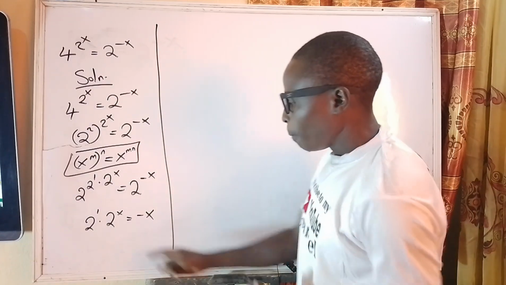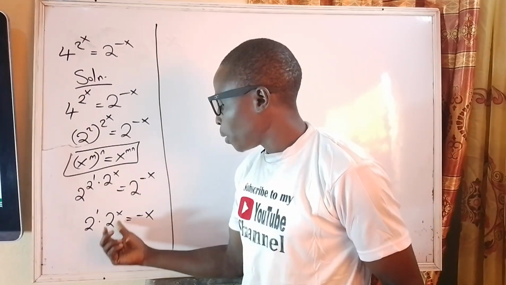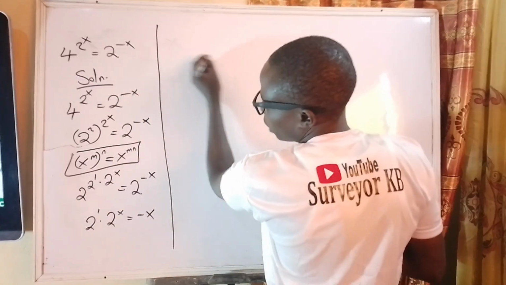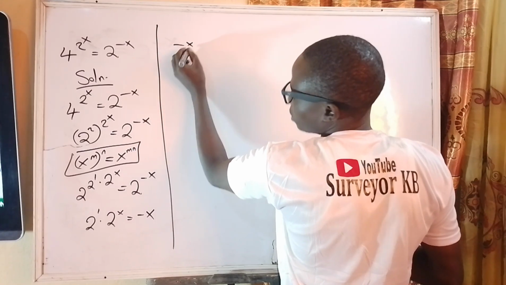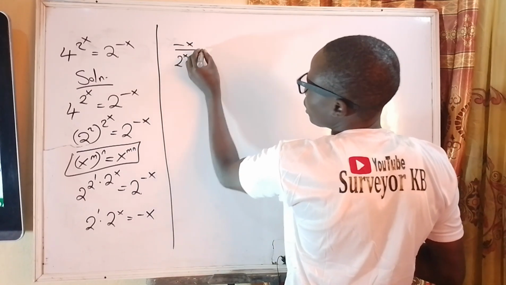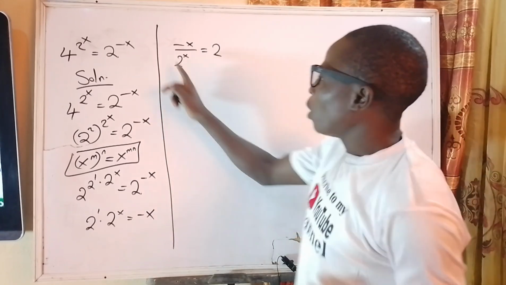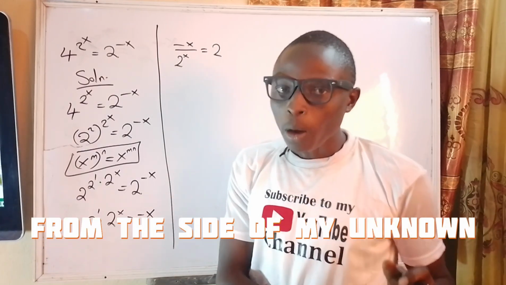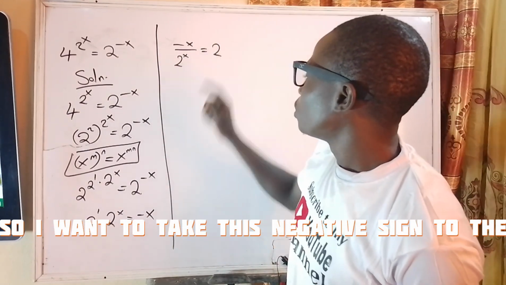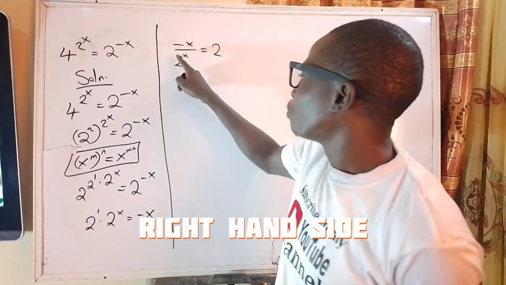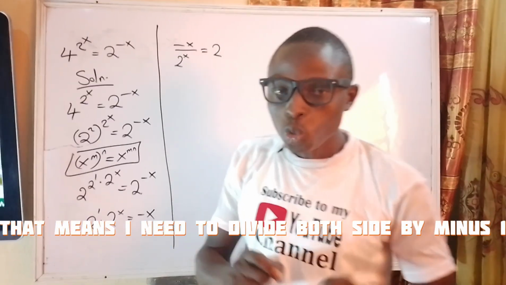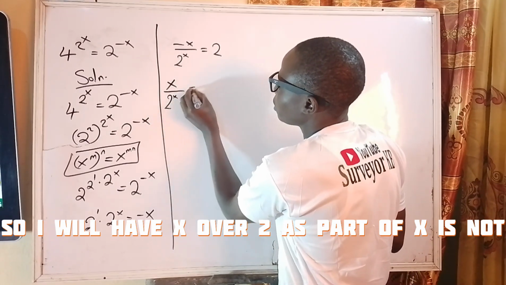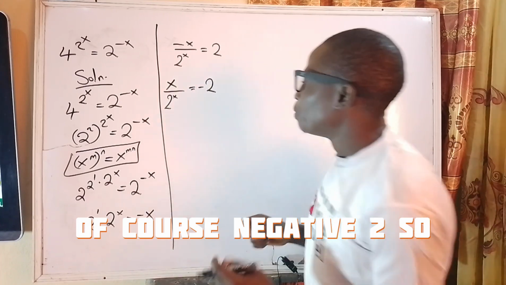At this point, I want to divide both sides by 2 raised to the power of x so that I have a concentration of my unknown on one side, so that I have minus x over 2 raised to the power of x equals 2. I don't want to deal with a negative sign on the side of my unknown. So I want to take this negative sign to the right hand side. That means I need to divide both sides by minus 1. So I will have x over 2 raised to the power of x is now equal to negative 2.